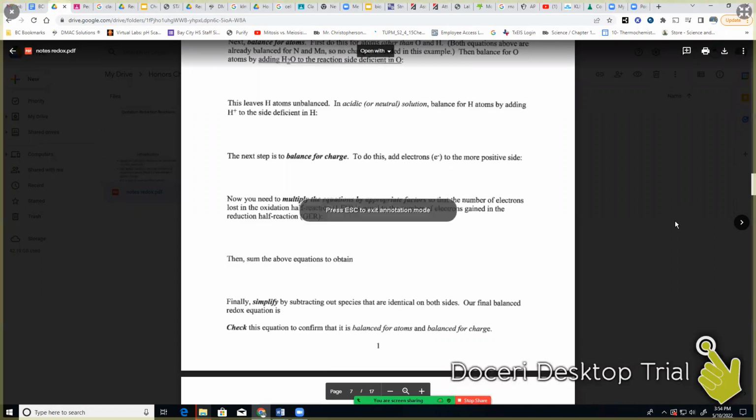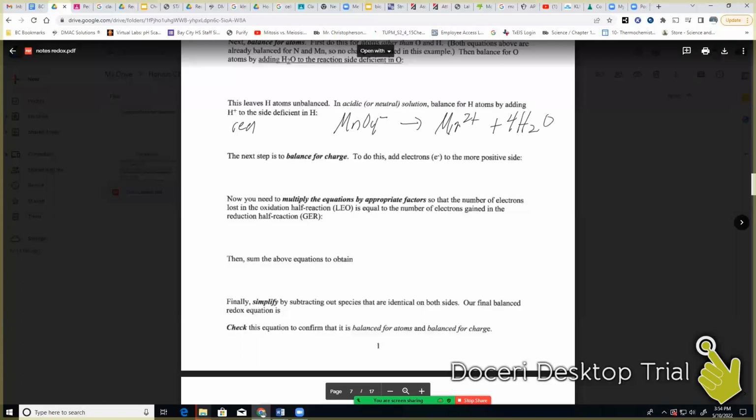We had our reduction half at this point, which was MnO4 minus and Mn2 plus, and I added 4 water for the oxygen. Now that gets me off on hydrogen, so I have to add 4 times 2, 8 H plus. My oxidation half, which was my iodine, since I didn't have to add water, ends up being a lot less work. So I don't need to add any hydrogen to that.